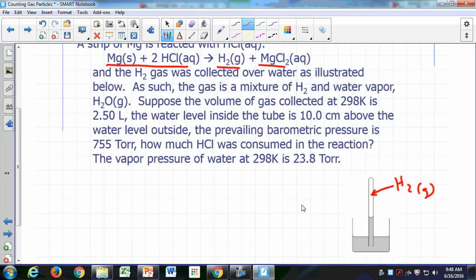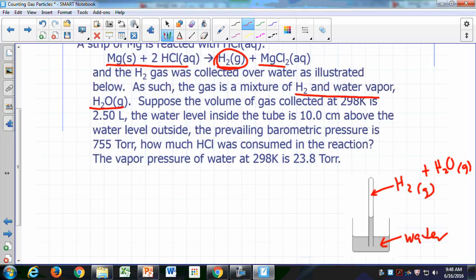So your hydrogen gas is collected over water. So this is water, and what it did was displace the water from the tube. Okay? And the gas, since it's collected over water, has to be a mixture. It's not just going to be hydrogen, but it also has water vapor. Okay, so we say the gas is wet.